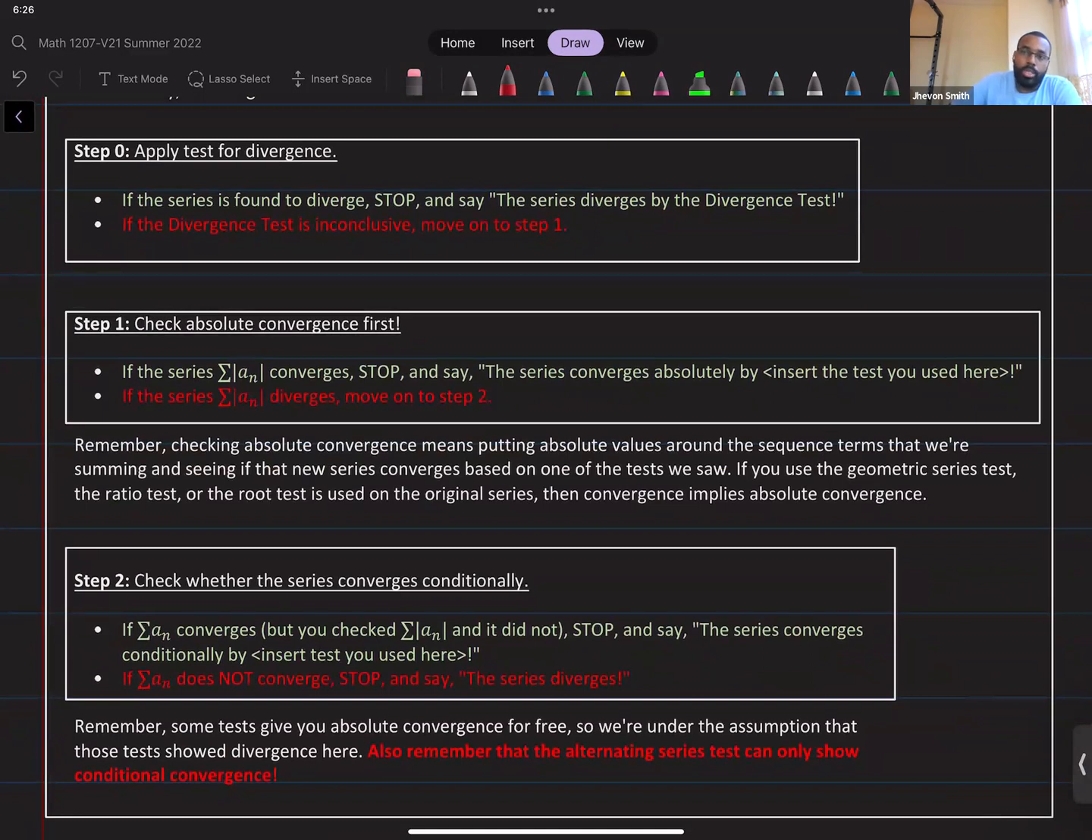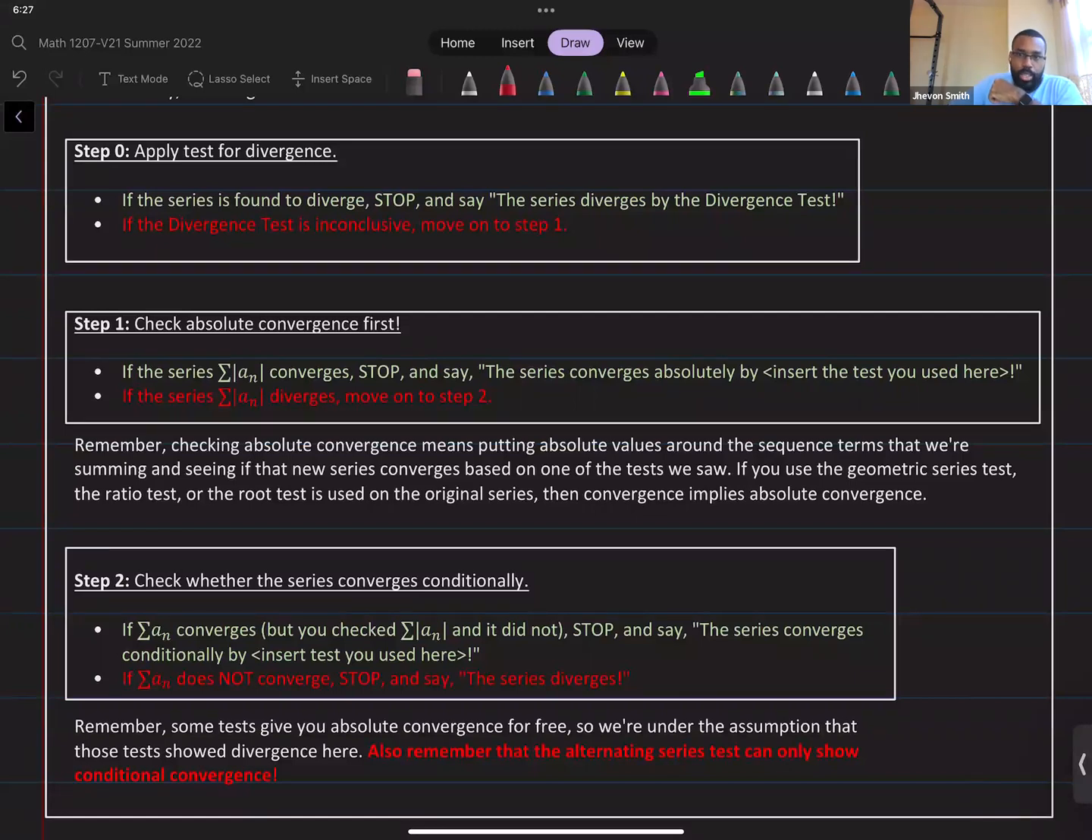Step 0, in general, is to always try to apply the test for divergence first, because it's usually the easiest thing to check, since it comes down to just taking a limit and seeing if it's 0 or not. A lot of times you can even eyeball this based on the functions that show up, and you can do that very quickly. If it's inconclusive, you didn't lose a lot of time checking. But if it is conclusive, you can potentially save yourself a lot of time. So you always check the test for divergence first.